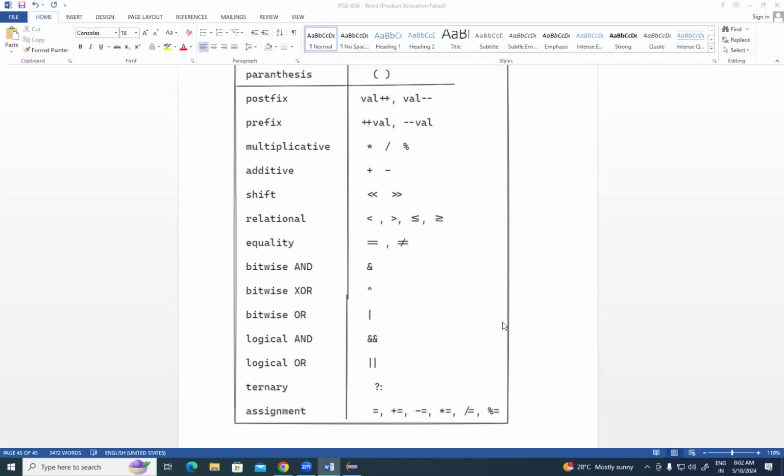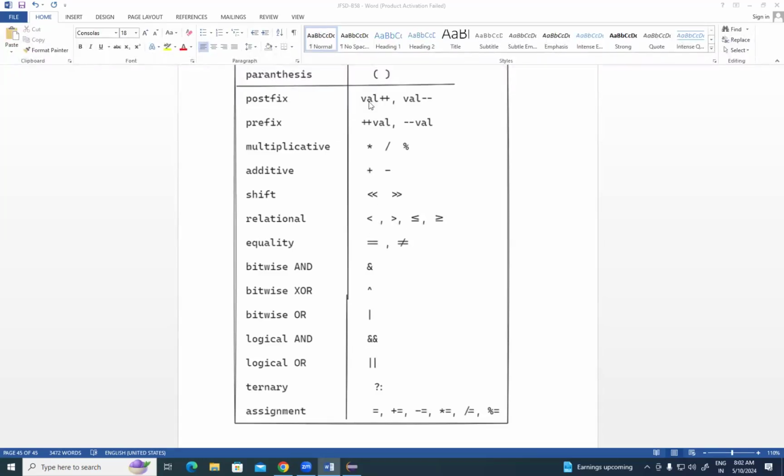Okay, folks. So this is the table which we all need to remember. At least, when the equality operator will execute, when the relational operator will execute, at least we should know them first.